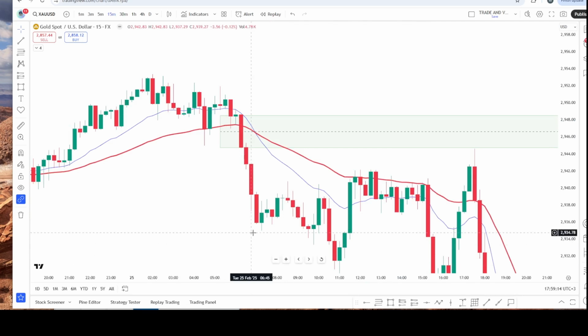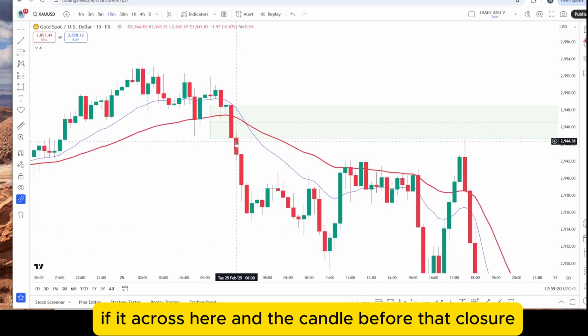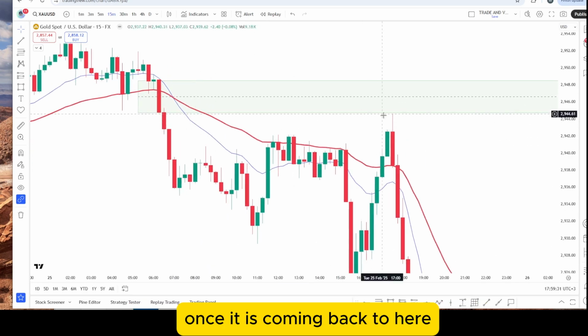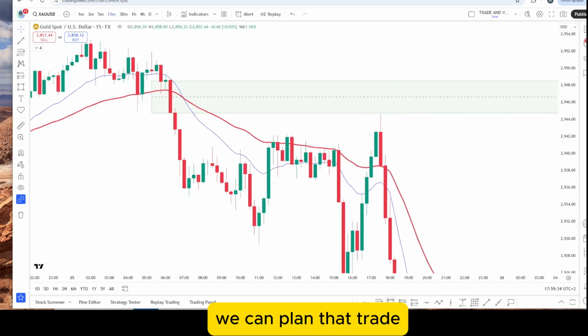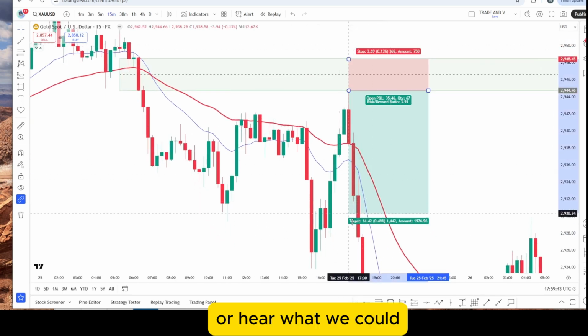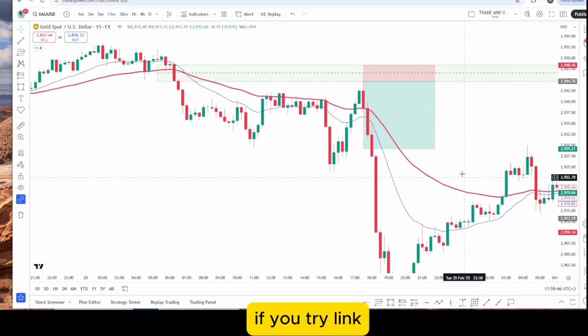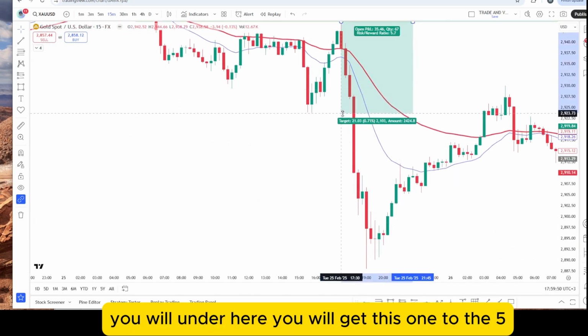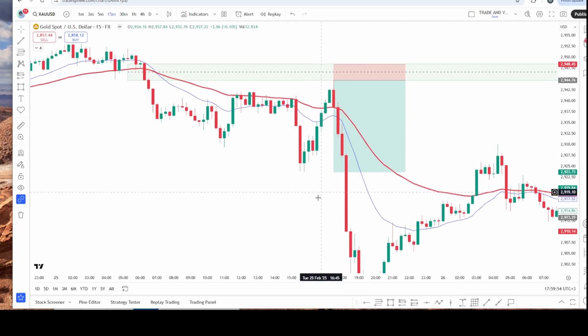Better what we will do here: if it crosses here, and the candle before that closure crosses both candles, we will mark it, okay. Once it is coming back to here, we can plan the trade here. You can put the stop at the high of that candle and target 1:2, or if you trail, you will get until here 1:5.